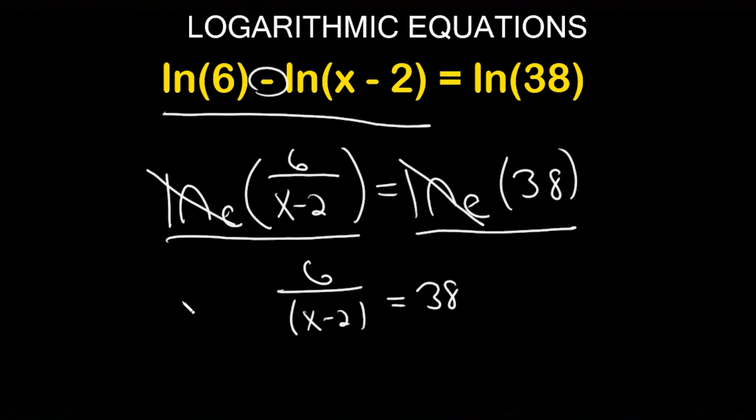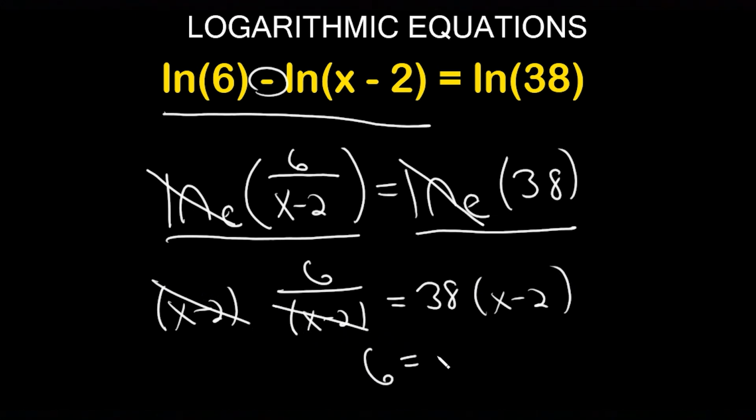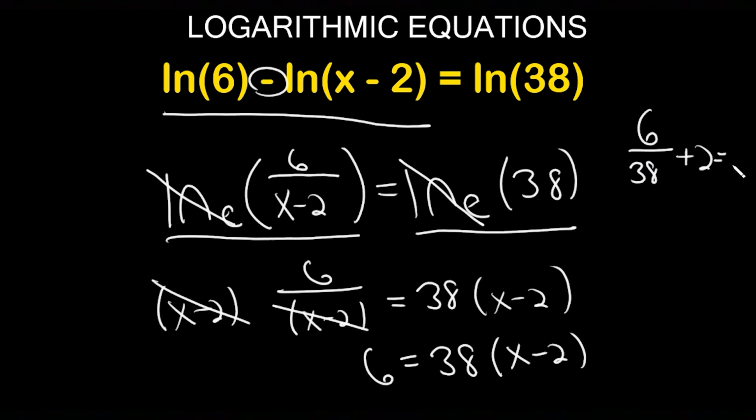So what I'm going to do first, I'm going to multiply both sides by x minus 2. That will cancel here and here. Now you have 6 is equal to 38 times x minus 2. So you only have two more steps. Your first step, divide both sides by 38. And then your last step, add 2. So if I divide by 38, I get 6 divided by 38. And then I have to add 2, so plus 2, and this will be equal to x.